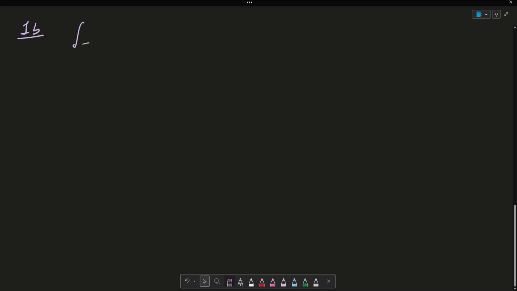The second part of proof 1, 1b, says that we need to prove that the integral over a period t of an odd function g of t dt is equal to 0, given that g of t is odd.